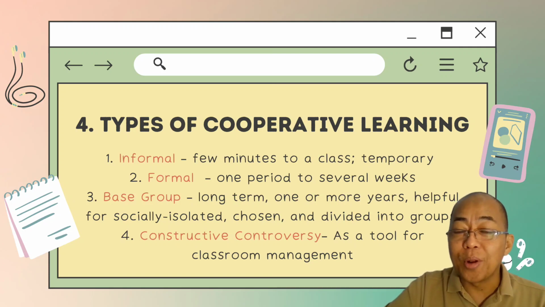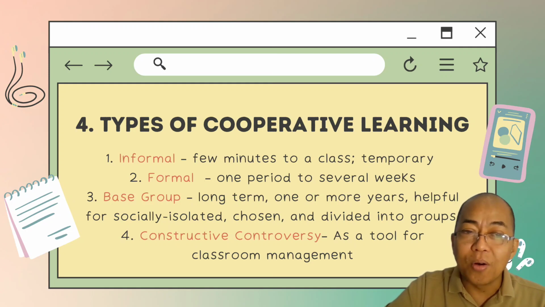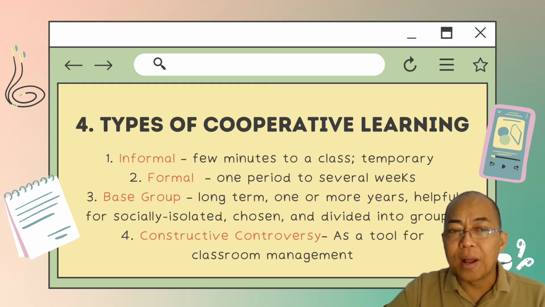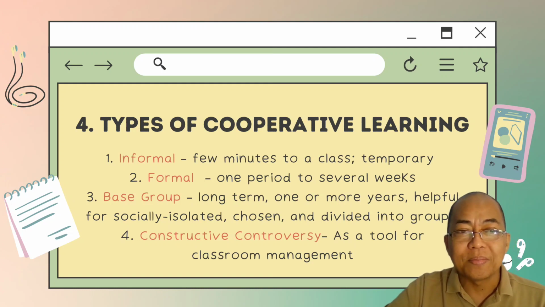First is informal cooperative learning. Informal cooperative learning is also called temporary or ad hoc groupings. This type of cooperative learning lasts from a few minutes to one class period. It is only temporary and does not last for an extended period of time. Informal cooperative learning is used to enhance other approaches like direct instruction. So it is not the main approach being utilized, but rather it is used to enhance other approaches, like, as I mentioned, direct instruction.